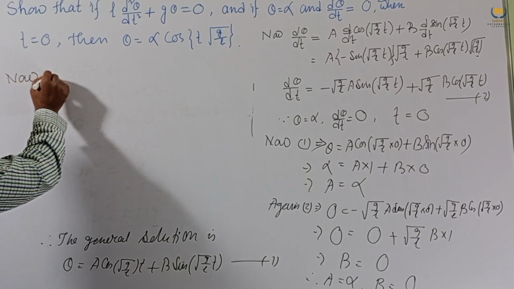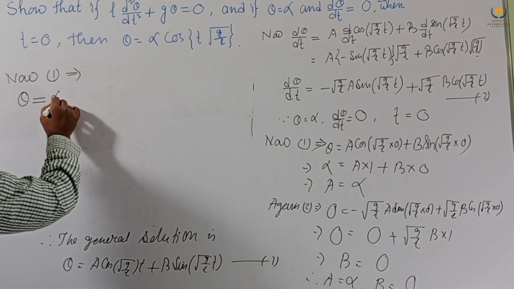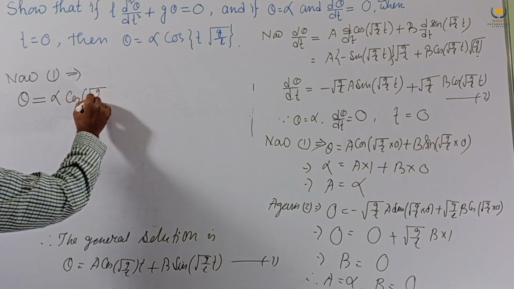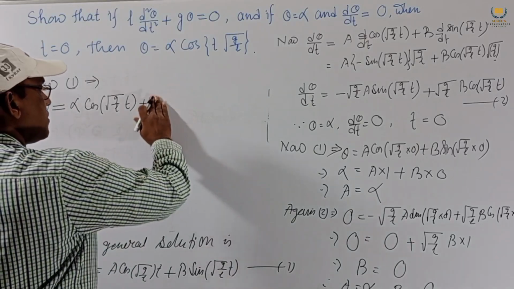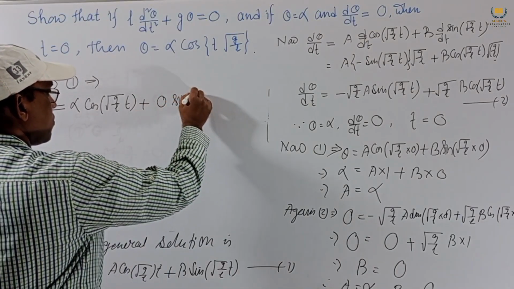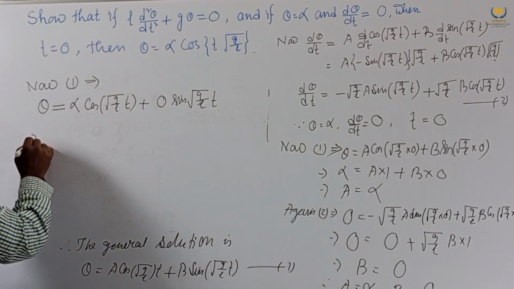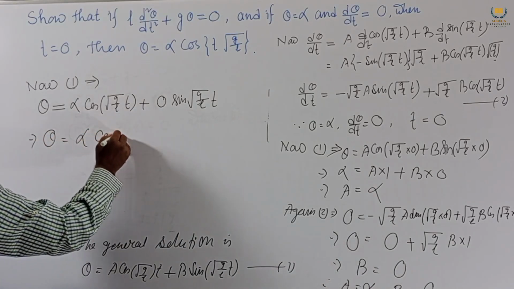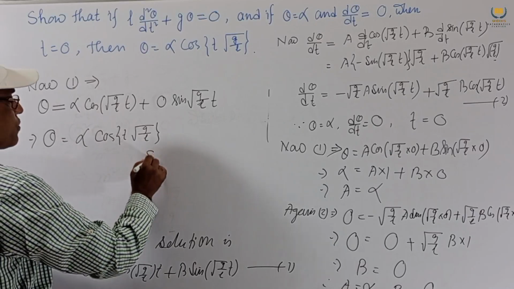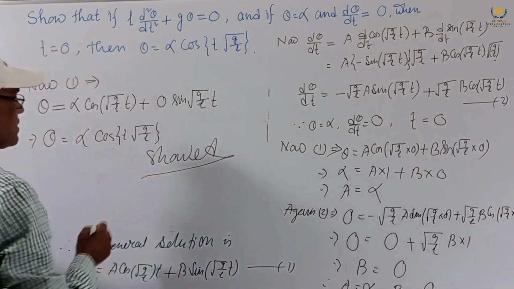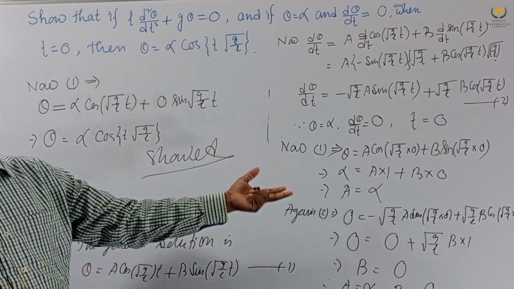Equation 1 implies theta equal to a, and a means alpha, cos root over g by L t plus b, and b means 0, into sin root over g by L t. So ultimately this is 0 and we get theta equal to alpha cos t root over g by L. And this is the proof. This is the complete solution of the given problem. Very easy solution. Seeing the problem it looks difficult, but it is not. Ultimately by solving systematically we get our answer.